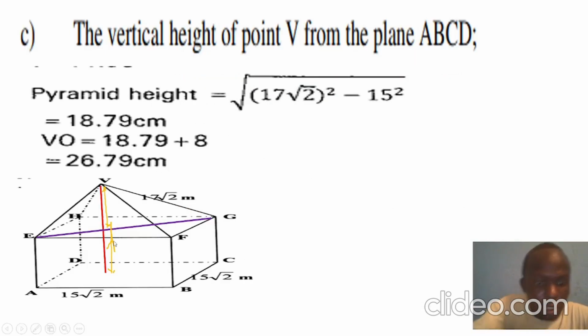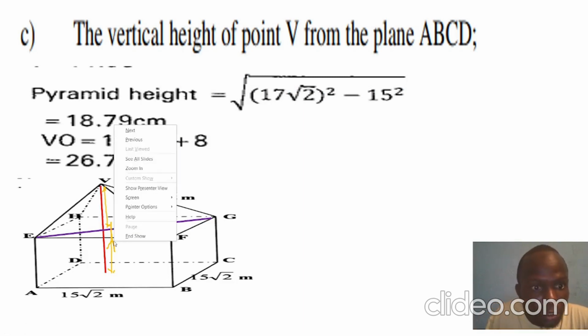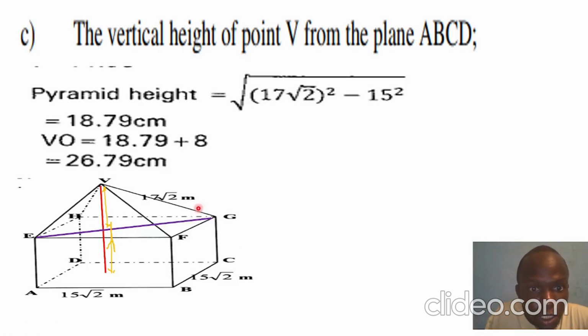So this is the height. We want to get this height and this height, then total them together. Now let us start with the first height, the height of the pyramid. Look at this point. Let this point be O. Looking at this point, it forms this triangular relationship.